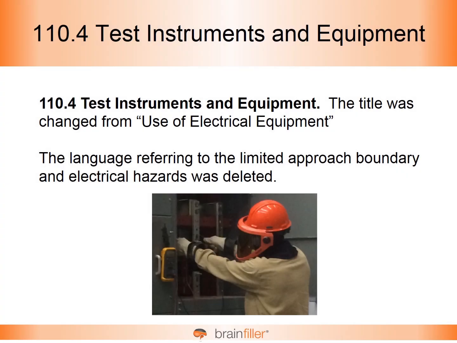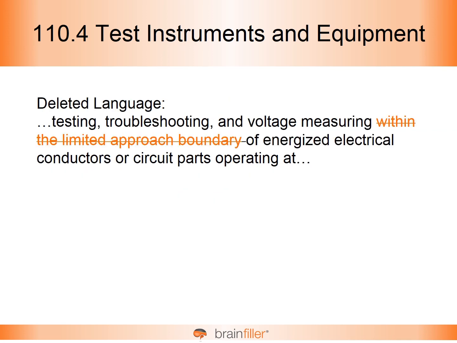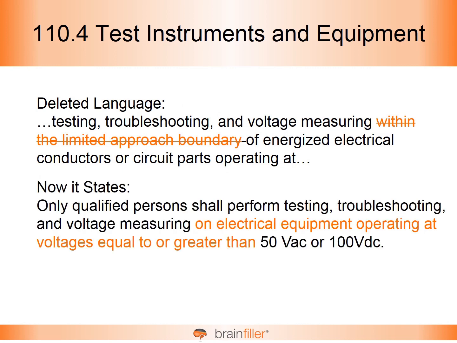Test instruments and equipment. This used to be referred to as use of electrical equipment, and the title was changed to what we see here, test instruments and equipment. Furthermore, there was language referencing the limited approach boundary as well as electrical hazards, and that was deleted. So now the part that said within the limited approach boundary has been removed, and this now reads, only qualified persons shall perform testing, troubleshooting, and voltage measuring on electrical equipment operating at voltages equal to or greater than 50 volts AC or 100 volts DC.